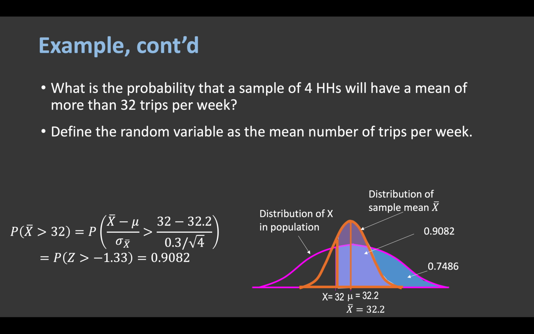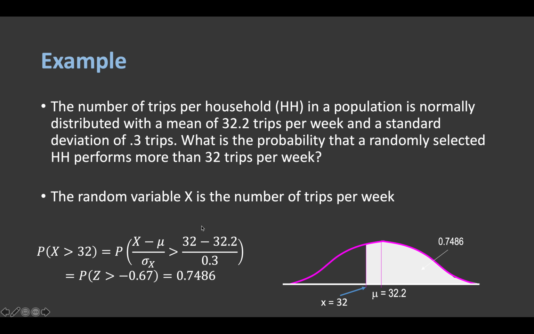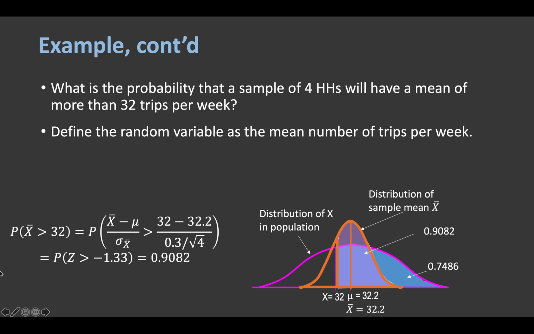If we define the random variable as the mean number of trips per week, then basically what we are trying to do is we still do the conversion, but before we were doing it on the entire population. Now we're doing it on the sample, right? Remember, for a sample, the mean is the same. Whatever the mean for the population, that's 32.2, that's still the mean value for our sample. That stays the same, right? So that's why we still use 32 minus 32.2. That's how we convert this part.